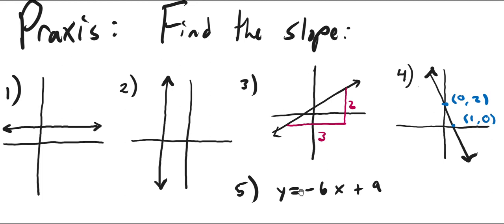Okay, let's see how you did. Now, these first two are simple. All horizontal lines have slope of 0. All vertical lines have undefined slope. I want you to notice I didn't even put an equal sign here. It's not equal to undefined. Equal implies that it has some number value. What we're saying is it doesn't. It doesn't have a number value.